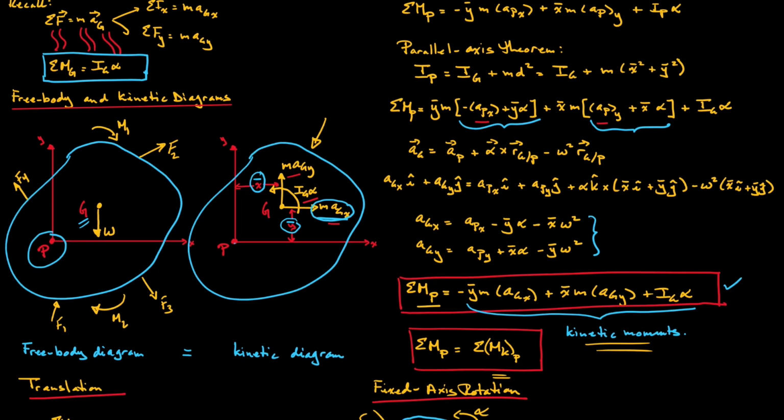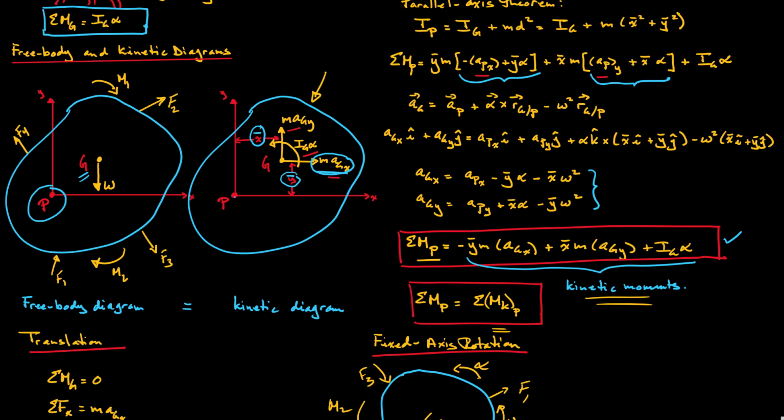And what we found is that the net moment about a point other than the center of mass is equal to the kinetic moments about that point. And those kinetic moments are the kinetic quantities at the center of mass G multiplied by their respective moment arms, which are x bar and y bar, the respective distances between the center of mass and the point P.